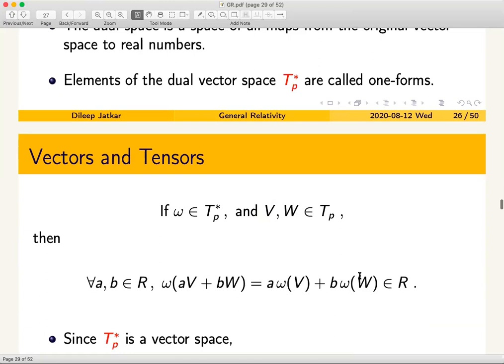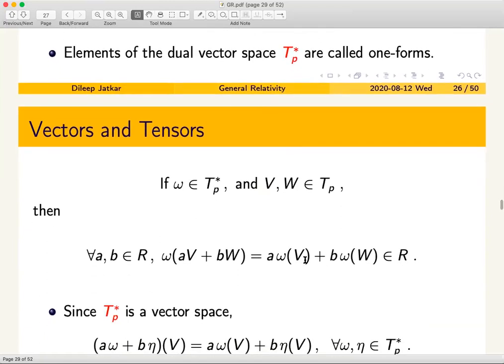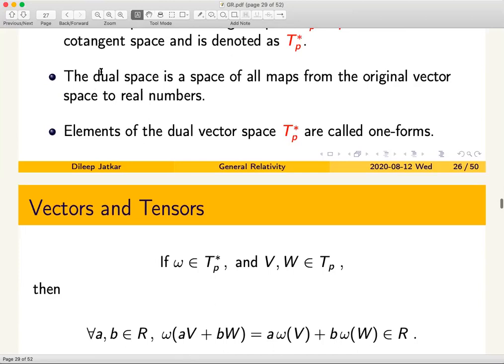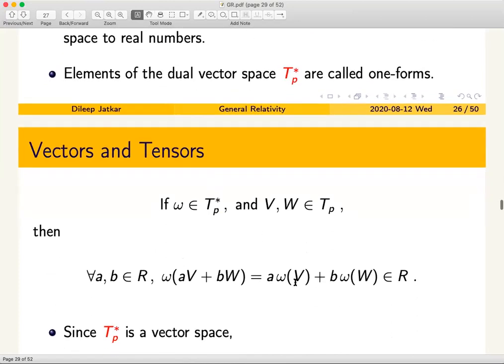So in some sense, omega has a linear action on the vector space, and it acts only on the vector space elements and not on the scalars. But as I said, the property of the dual vectors is that they map original vectors to real numbers. Therefore omega v as well as omega w are just real numbers, and therefore A times omega v plus B times omega w is just a real number.